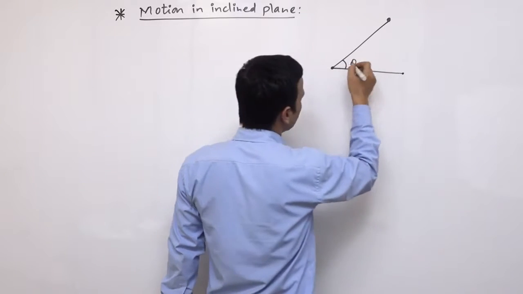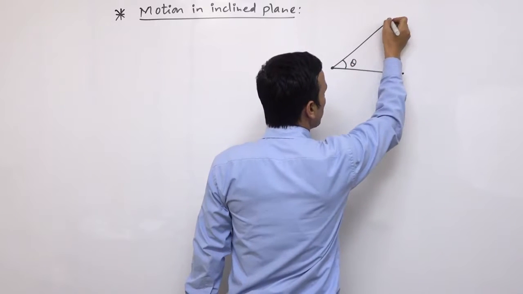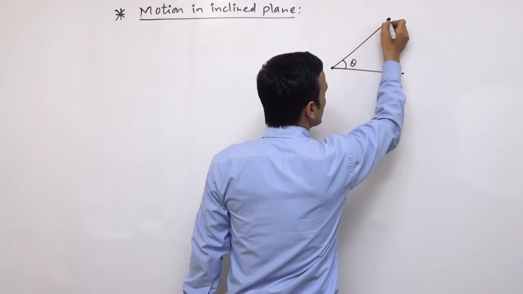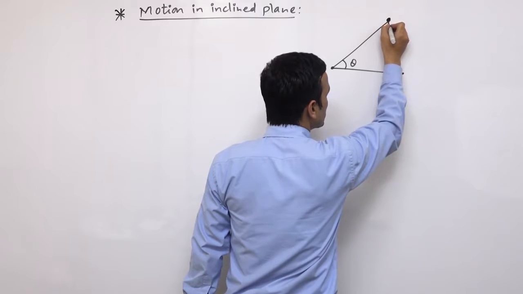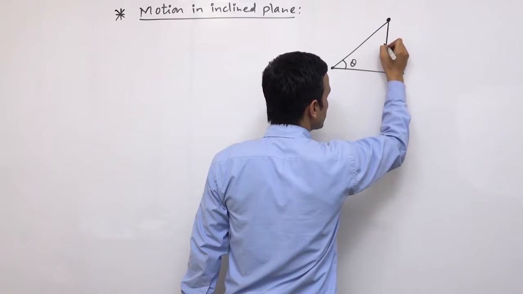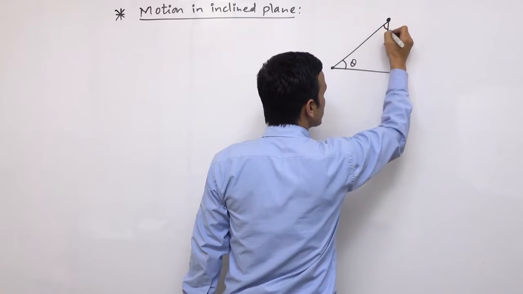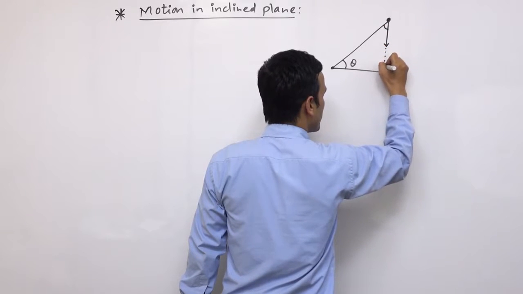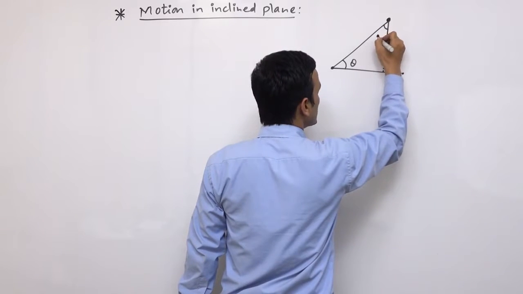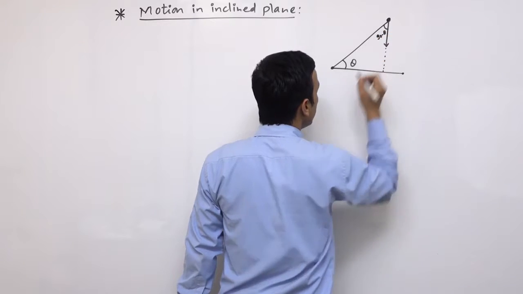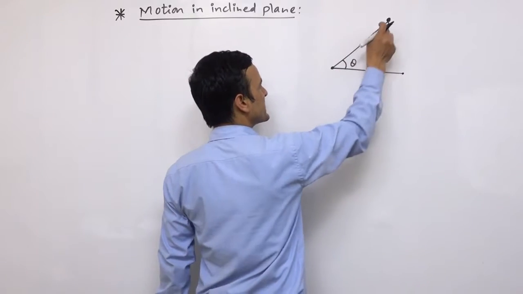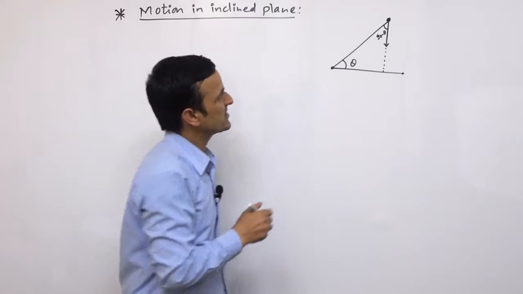So here, from this point, we can find out this one. This is 90 minus theta. It is perpendicular to the line. So it will be 90 minus theta. It is 90 and this is theta, so of course it is 90 minus theta.